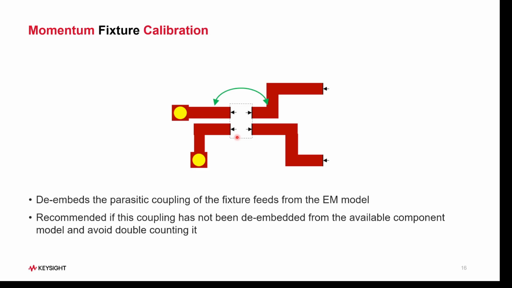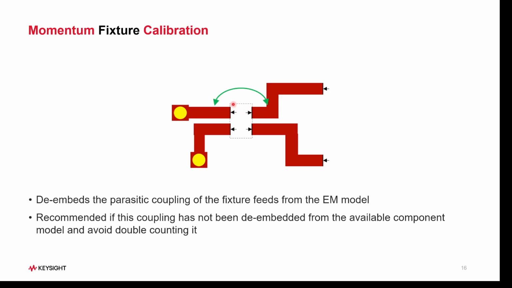So let's get to the special case here of fixture calibration. What it does is de-embed the parasitic coupling of the fixture feeds from the EM model. So for example, this line couples with this line here, and what fixture calibration does is remove it. Okay, so why would you want to remove it?